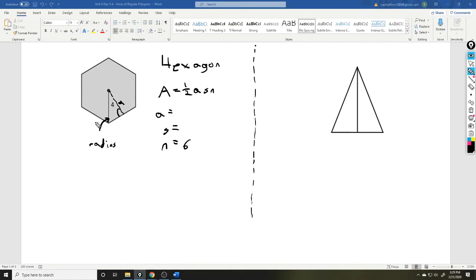And the reason it's called a radius is because if I drew a circle around this hexagon, then this length would be the radius of that circle. So it's called the radius. It is not the apothem. It is not the side length. That's the big thing you need to know.